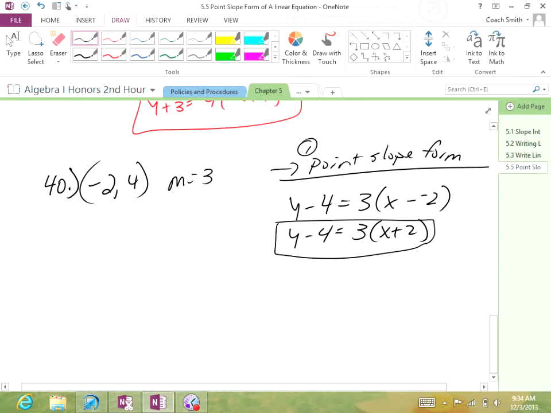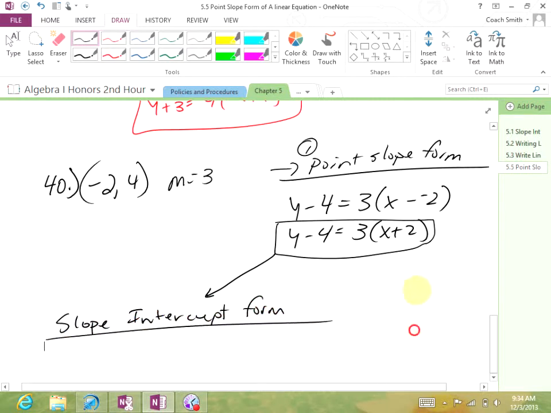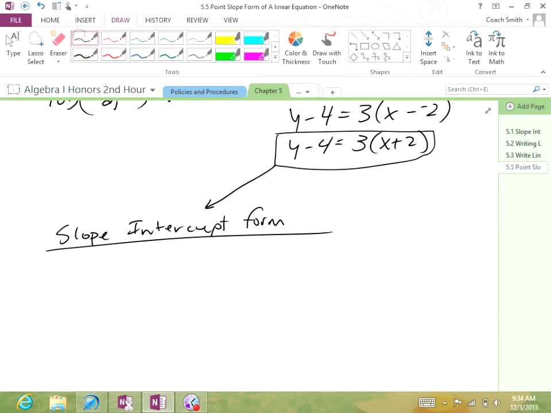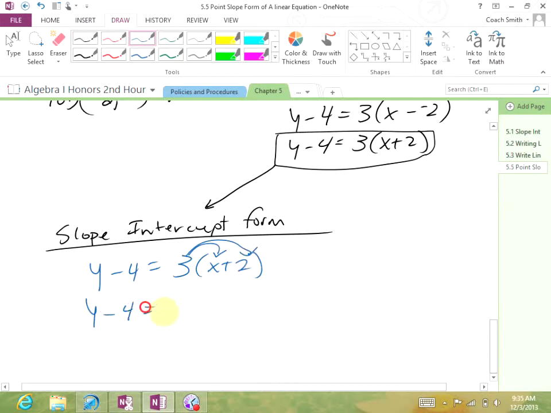The next answer is they want you to take this and put it in slope-intercept form. So they want you to take y minus 4 equals 3 times x plus 2. So all I have to do is this. Distribute the 3. So that's y minus 4 equals 3x plus 6.